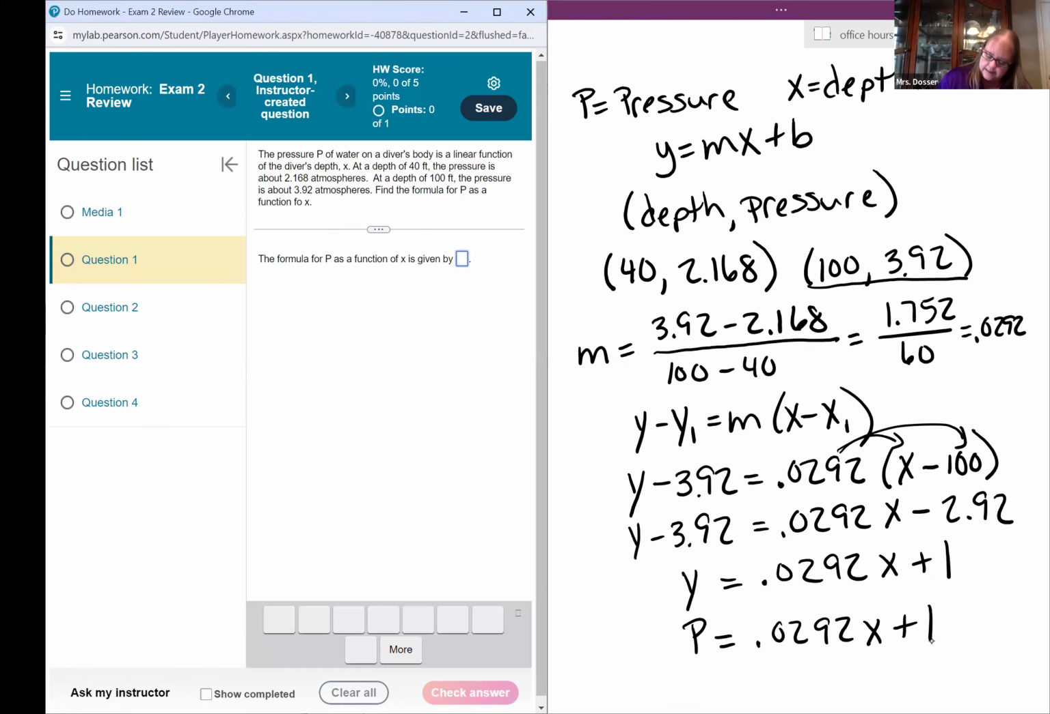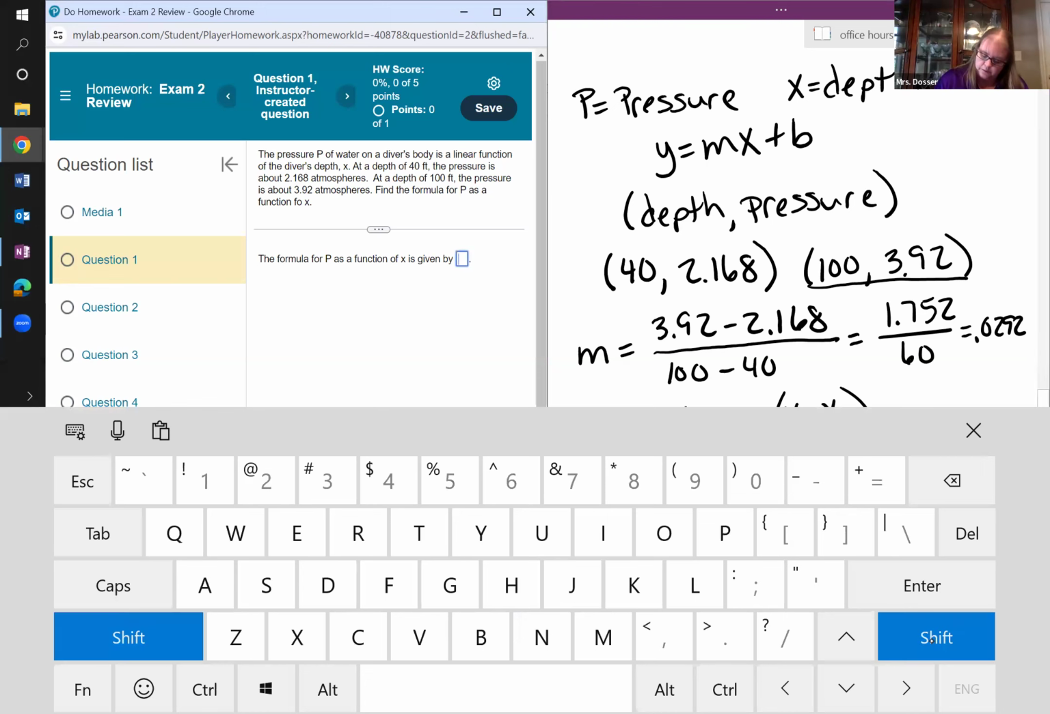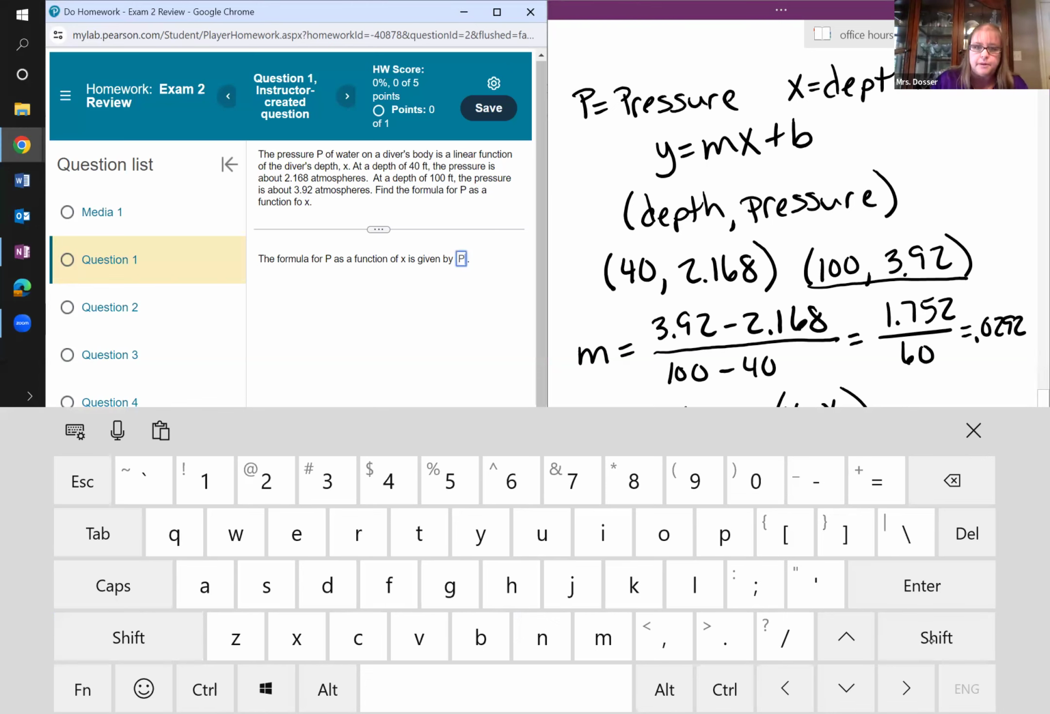And so entering that, again, we have to make sure we use the variables they want us to use. So we're going to use capital P for pressure is equal to 0.0292, and then times X, which is the depth, and then plus 1.